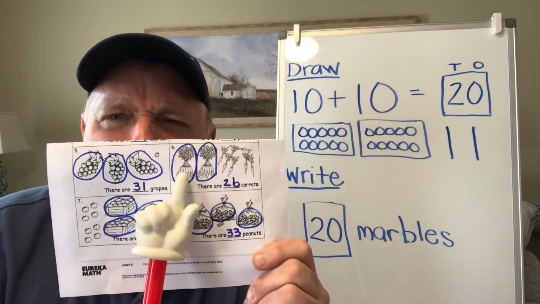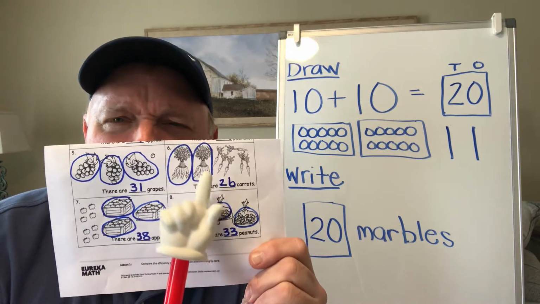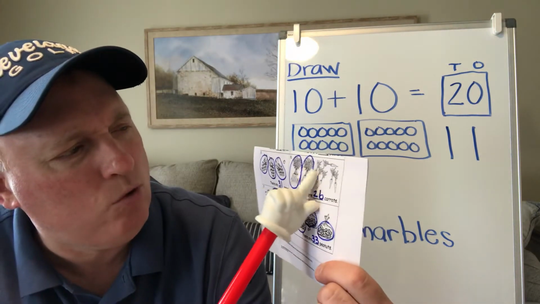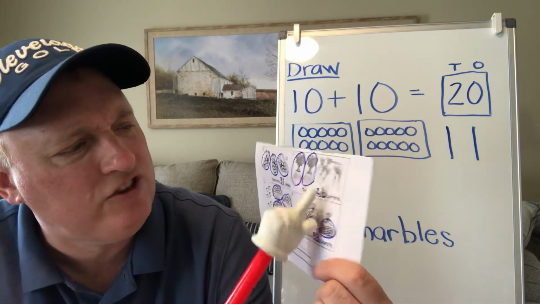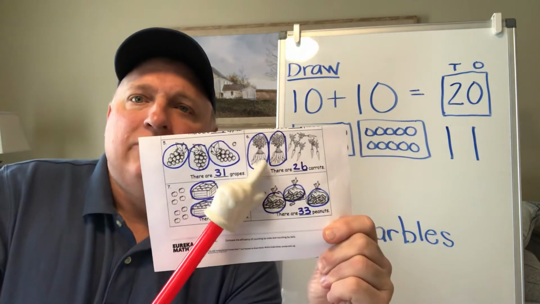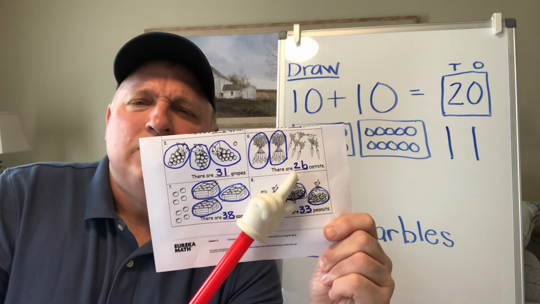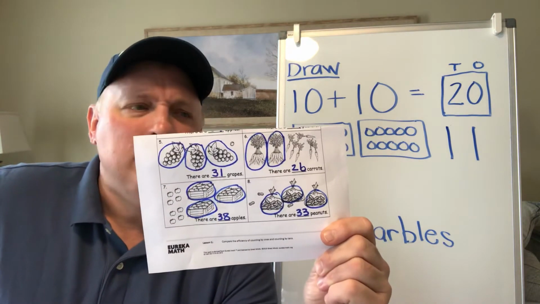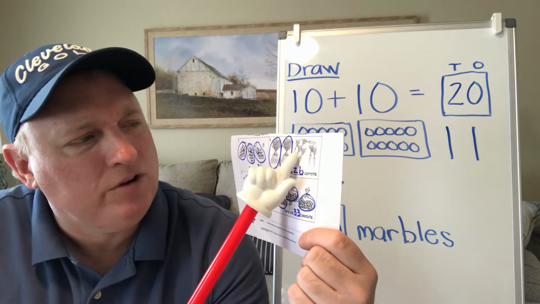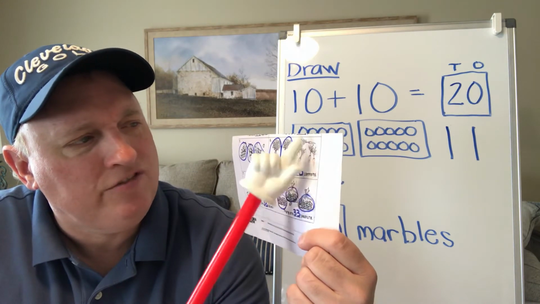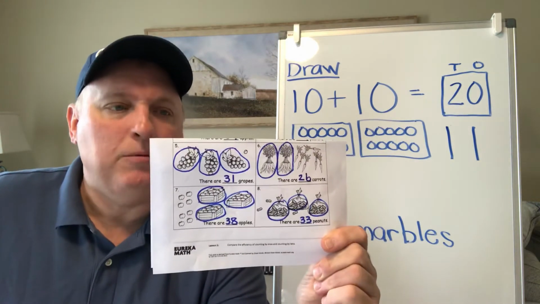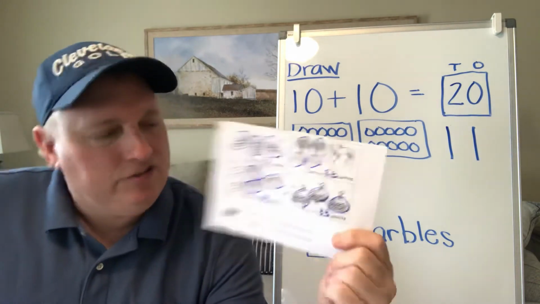I made 2 bundles of 10, and I have these loose carrots. So I want to count the loose carrots, and I've got 1, 2, 3, 4, 5, 6. So I put a 6 in the ones place. I have 2 bundles of carrots. I put a 2 in the tens place, and I got the answer 26. Or I could just go 10, 20, 21, 22, 23, 24, 25, and 26. Either way is acceptable. Okay, let's go to the next one.